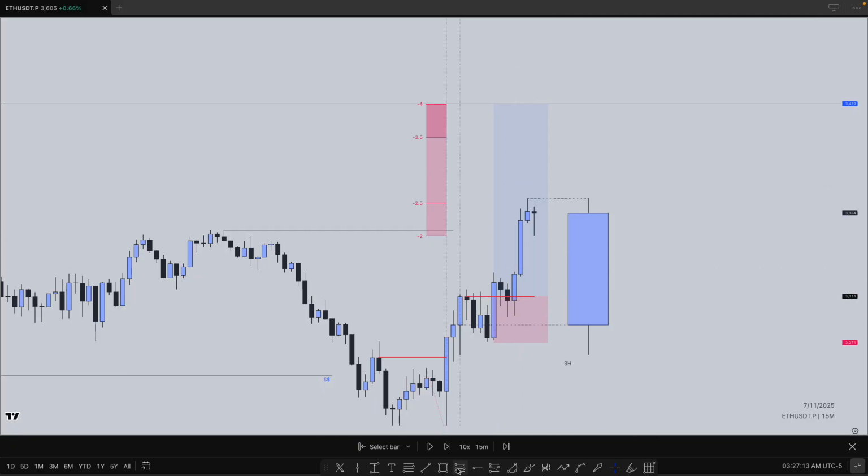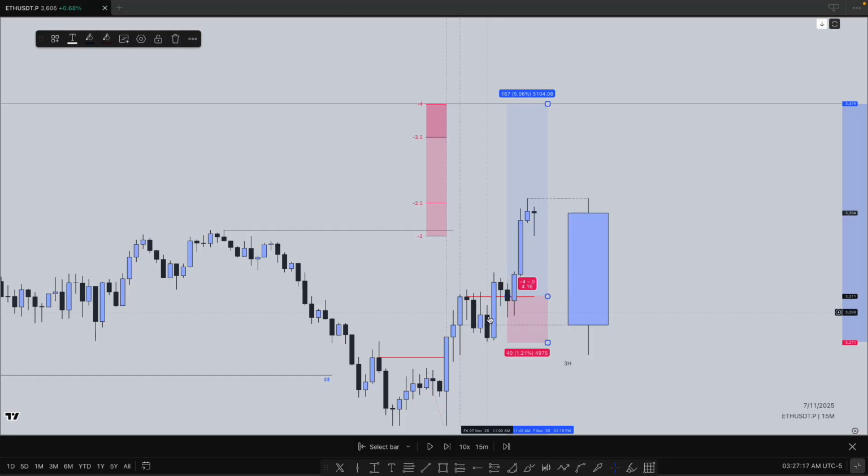Alternatively, what you could do, if you wanted a better risk reward, is use the order block, which is over here. And now your 4-hour trade goes to almost double.